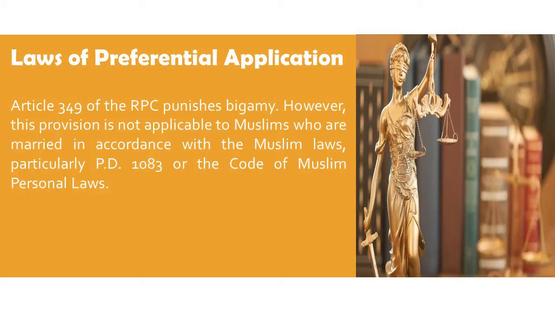Let me give you a good example for this exception. Article 349 of the Revised Penal Code punishes bigamy. However, this provision is not applicable to Muslims who are married in accordance with the Muslim laws. Particularly, itong Presidential Decree 1083 or the Code of Muslim Personal Laws. This goes to show that PD 1083 is a law of preferential application.